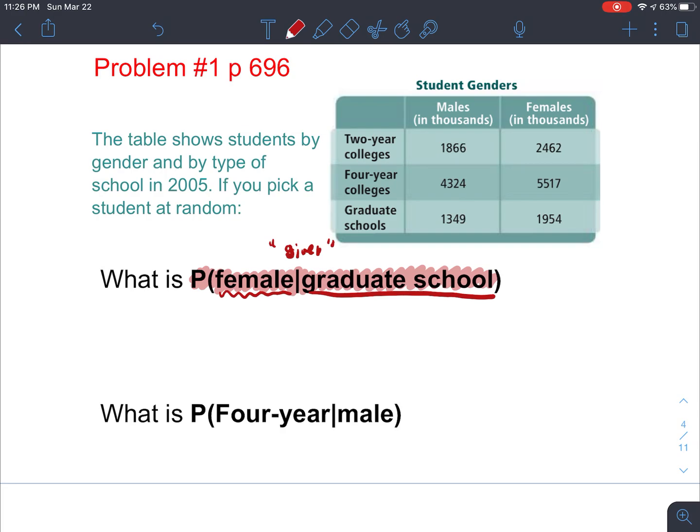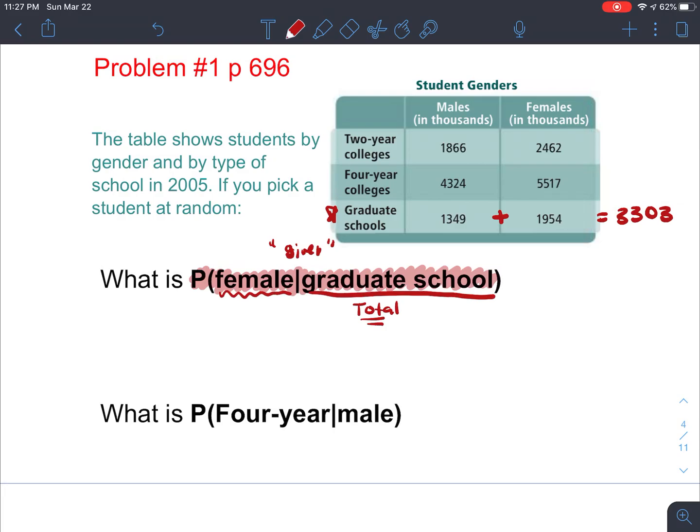Well, basically, this represents the total, right? The total that goes in our denominator. Now, why is that? Well, that's the pool that we're picking from. We're picking from students that are in graduate school. So if I add up everything in this row that represents graduate school, 1349 and 1954, we get a total of 3,303 students who attend graduate school.